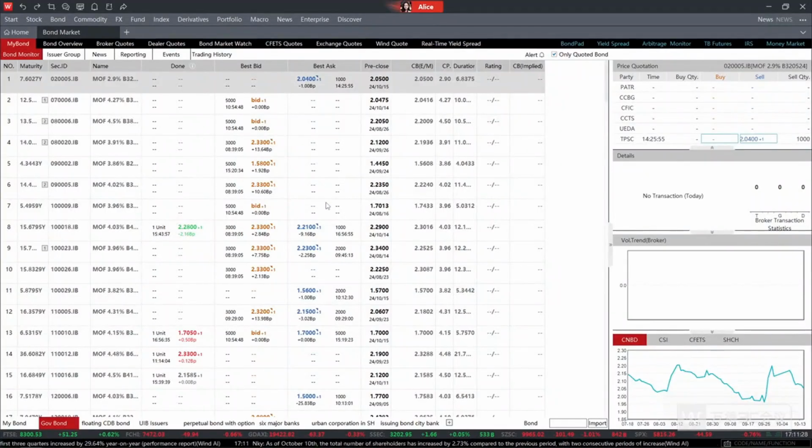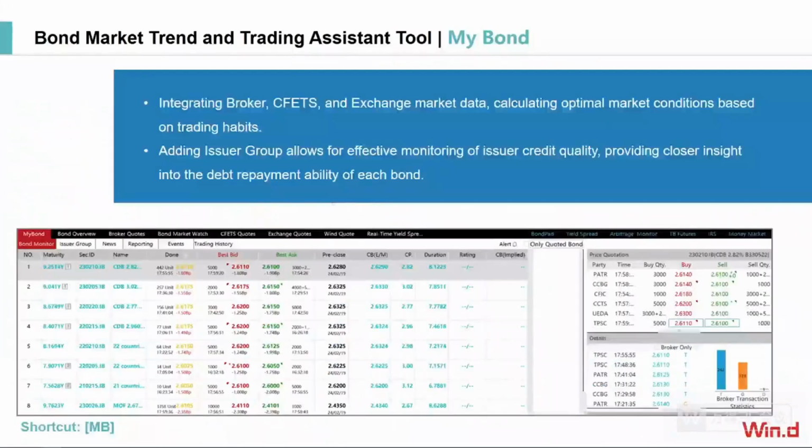Okay, so let's go back to our slides. As I mentioned, you can add any kind of bond you want with the sector management. It allows you to find more easily the bonds you are more concerned about. Okay, so this is about the My Bond sector.